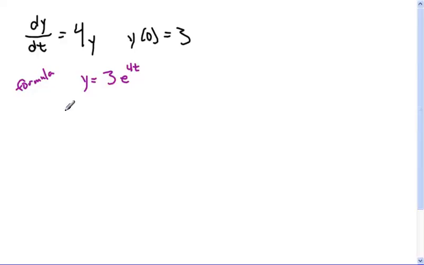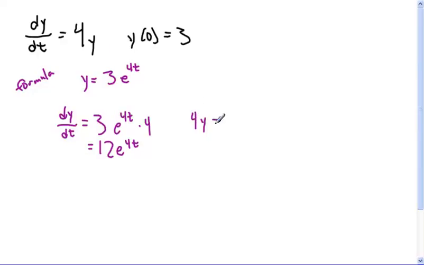Okay. Now, this one will be a little bit quicker. dy/dt, the derivative, will be 3e to the 4t, and then chain rule, right? The derivative of 4t is 4. So 12e to the 4t. And then the other side of the differential equation is 4y. So the derivative is supposed to be the same as 4y. So that's 4 times 3e to the 4t. Yep, 12e to the 4t. So you can see they clearly match up. That is the right formula.